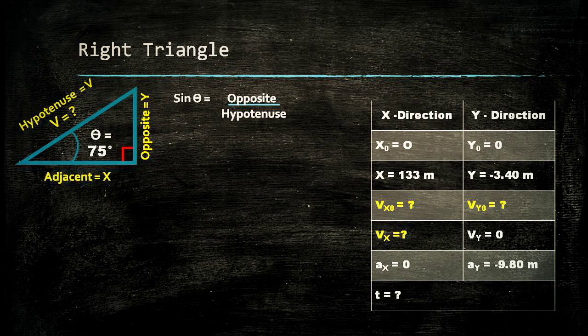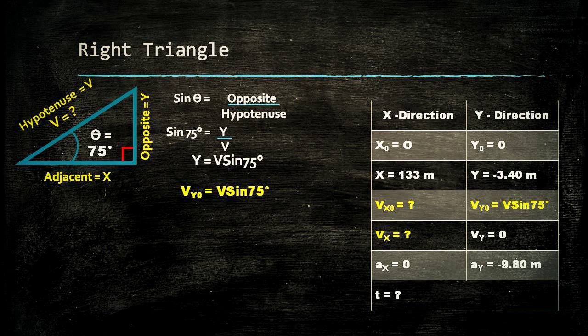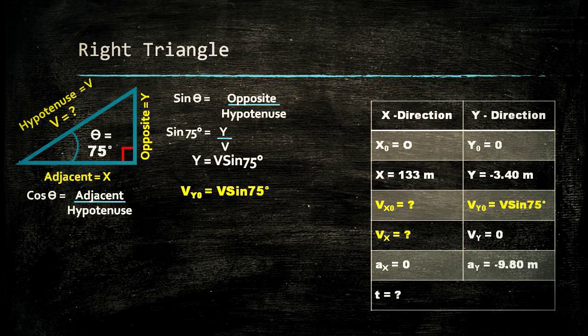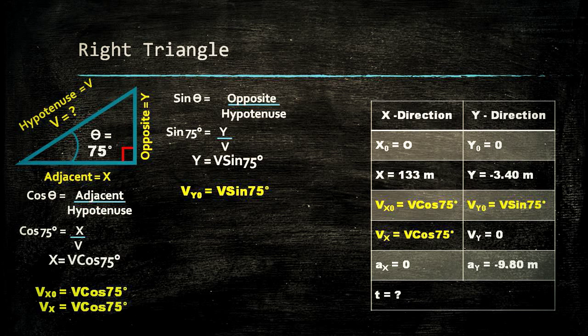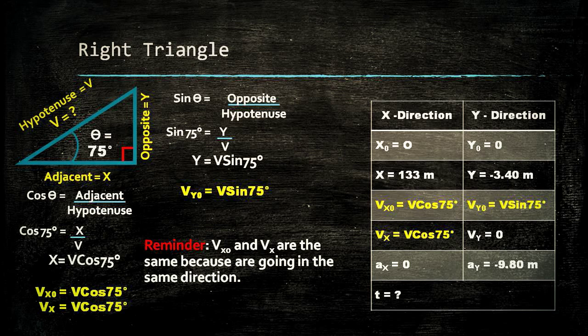Sine theta equals opposite over hypotenuse, which gives us sine 75 degrees equals y over velocity. Or in this case, it gives us the initial velocity in the y direction equals v sine 75 degrees. And cosine theta equals adjacent over hypotenuse, which turns into cosine 75 degrees equals x over velocity. That gives us initial and final velocity in the x direction equals v cosine 75 degrees. And if you're wondering why they are the same, it is because they are going in the same direction.